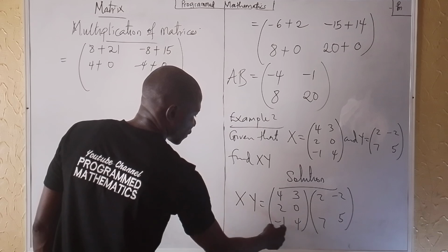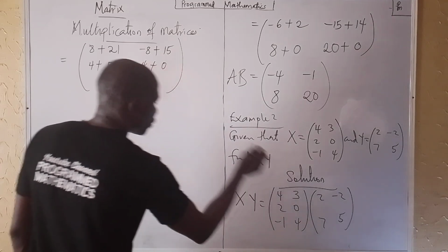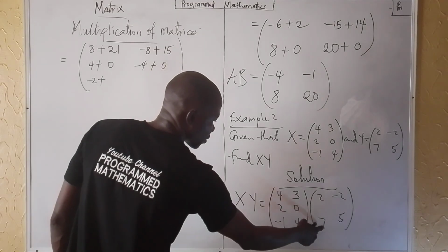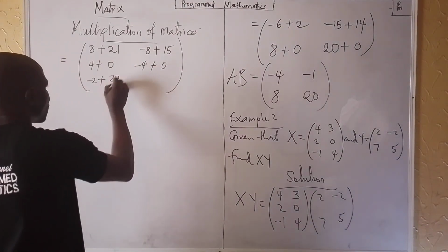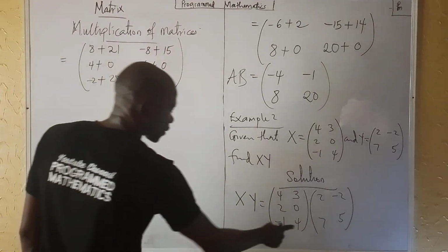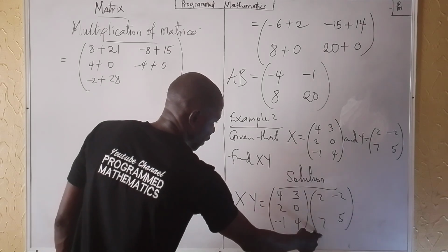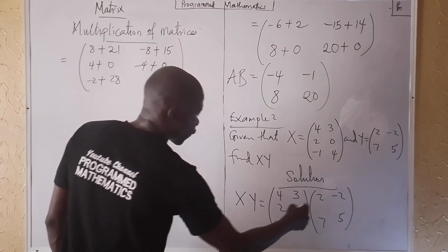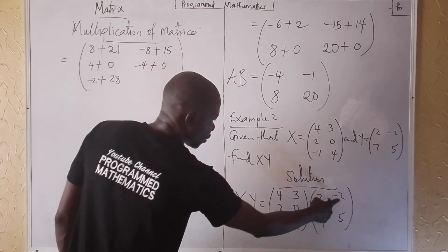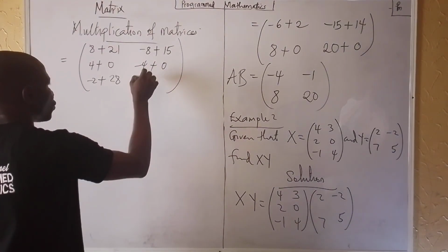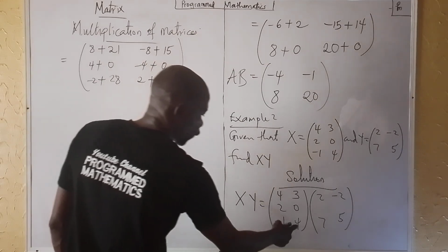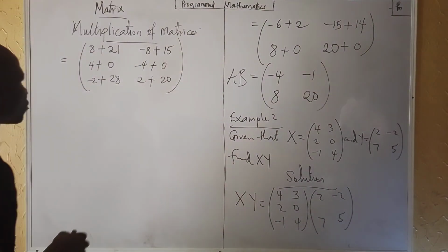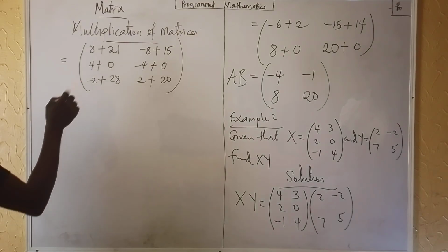Third row now is the next. So minus 1 times 2. That's minus 2 plus 4 times 7. That's 28. Okay, so that's third row, first column. Now, third row, second column will follow the same order. Minus 1 times minus 2. That's 2 plus 4 times 5. That's 20. So the rest is just to simplify the addition operation there.